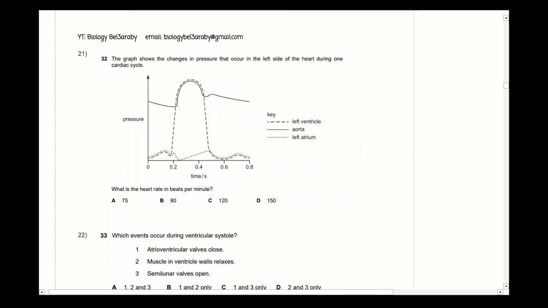Question number 21. The graph shows the changes in pressure that occur in the left side of the heart during one cardiac cycle. What is the heart rate in beats per minute? So, one cardiac cycle, as mentioned in the question, is 0.8 seconds. Therefore, in 1 minute, or beats per minute, we would divide 60 by 0.8. And the answer is going to be 75, which is A.